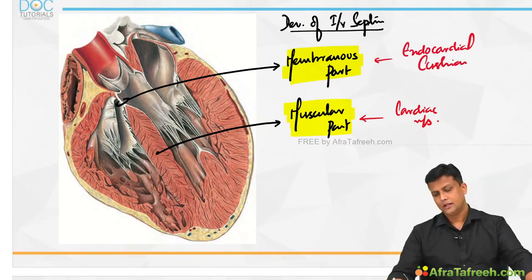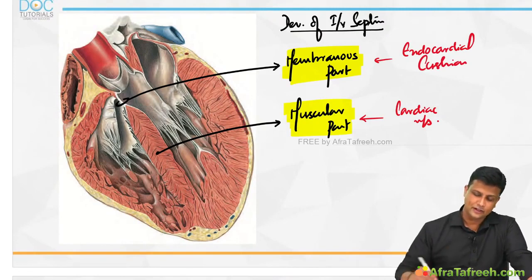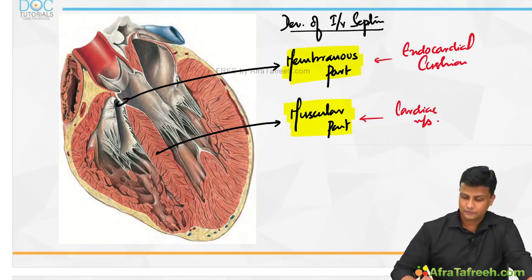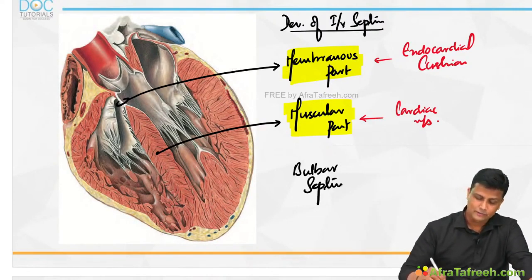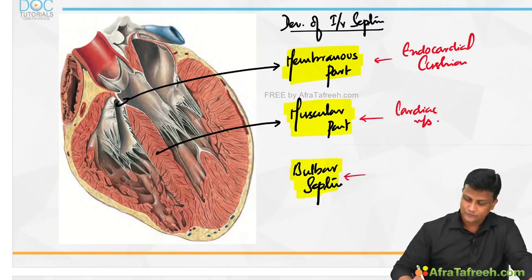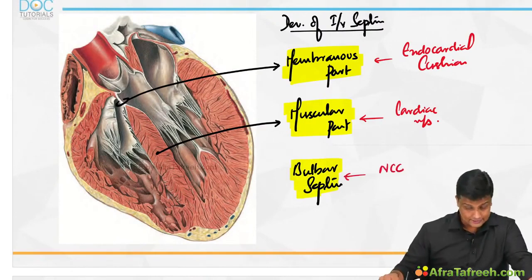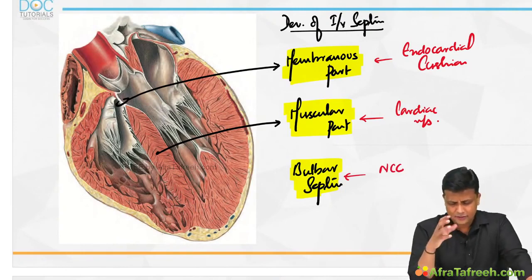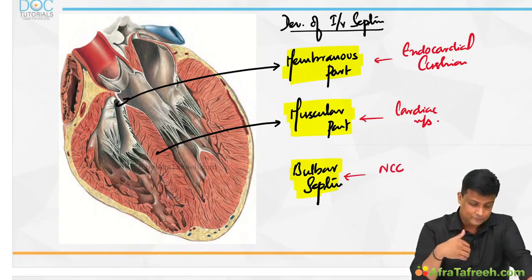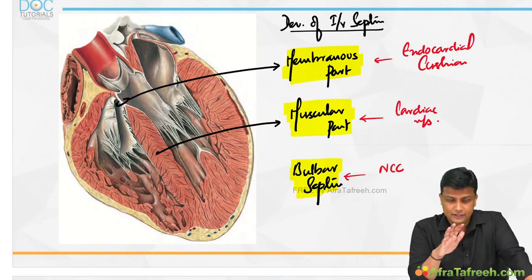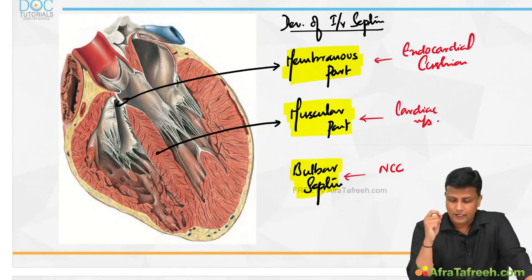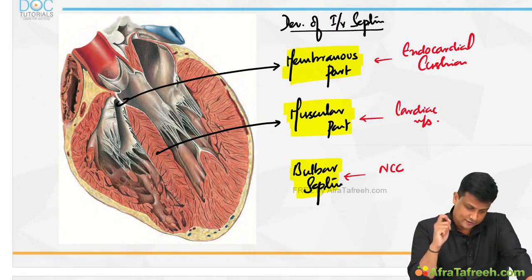Endocardial cushion. And finally above, what do you have there, guys? One more part, that is the bulbar part, or we can say bulbar septum. This is the one which is present above, and that is the one which will be derived from neural crest cells. We can't see that bulbar part in this diagram. We cannot appreciate that one, guys. It is further above, and that bulbar septum or the bulbar part is derived from the neural crest cells.